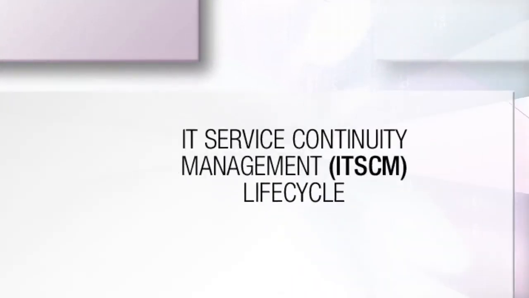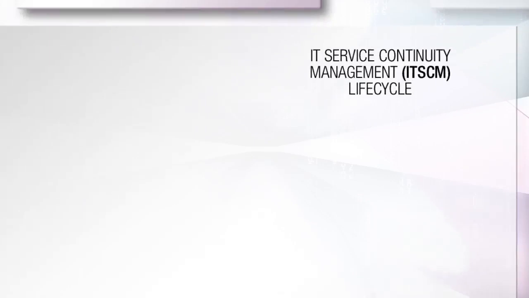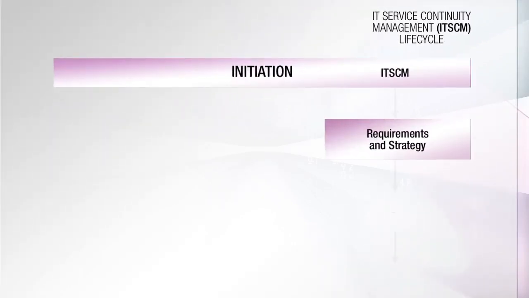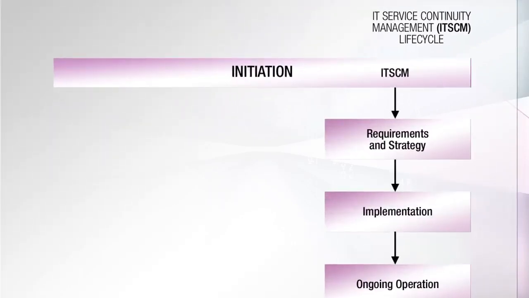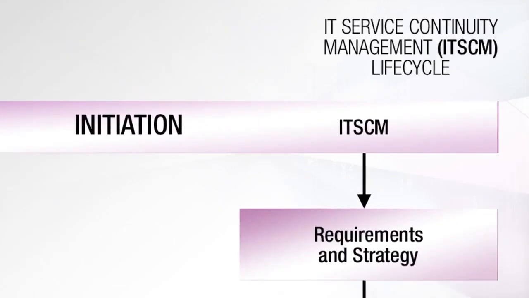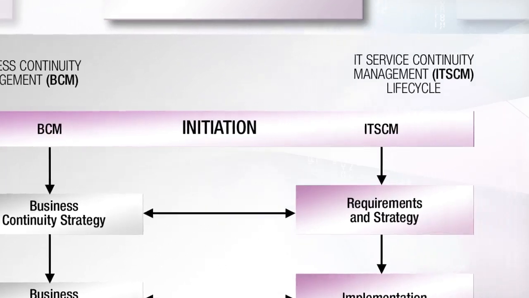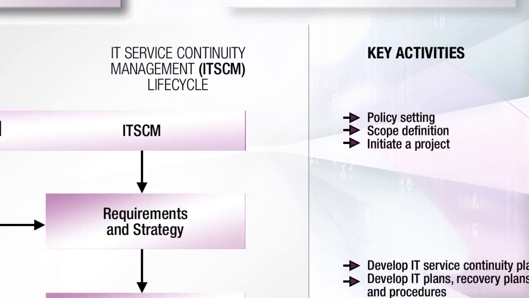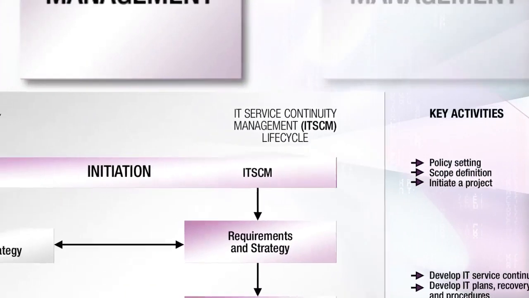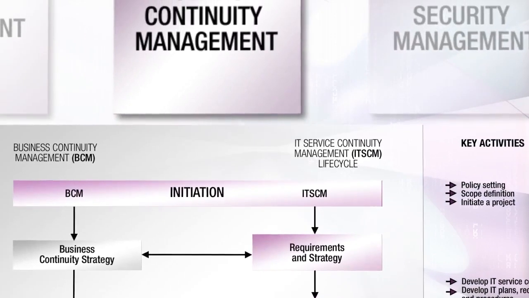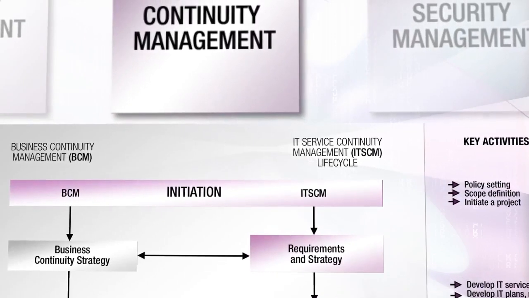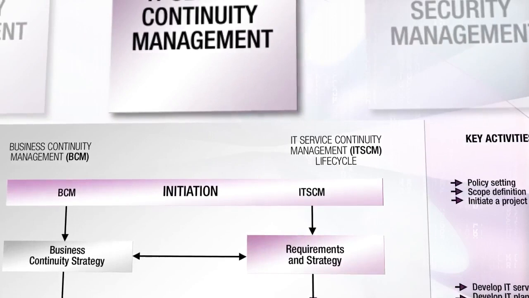The IT service continuity management lifecycle consists of four stages. The first two, initiation and, to a significant extent, the requirement stage, are principally business continuity activities. IT service continuity management should only be involved in these stages to support the business continuity activities and to understand the relationship between the business processes and the impacts caused on them by loss of IT service.